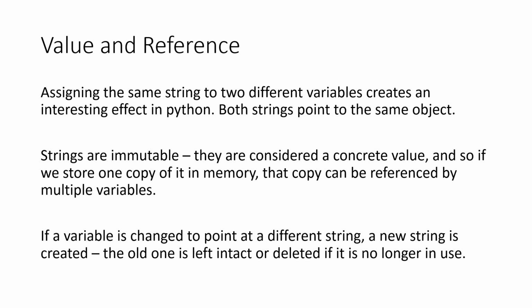And again, the way this works is by how the different types of collections are stored. Assigning the same string to two different variables creates an interesting effect in Python. Both strings point to the same object. All variables in Python work with the use of pointers. When we create a string and store it in the variable name, what we're actually doing is saying, this word name, whenever it appears in our program, we want the computer to reference a specific location in memory.